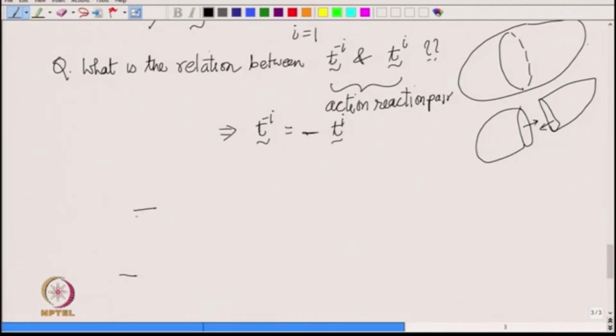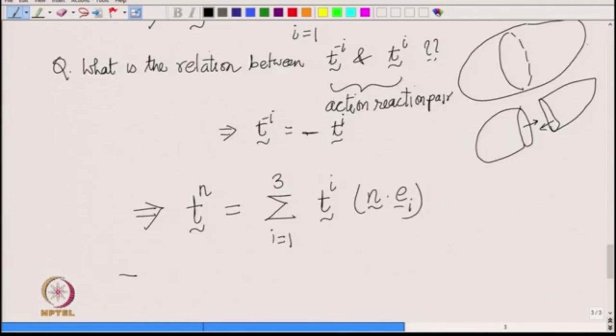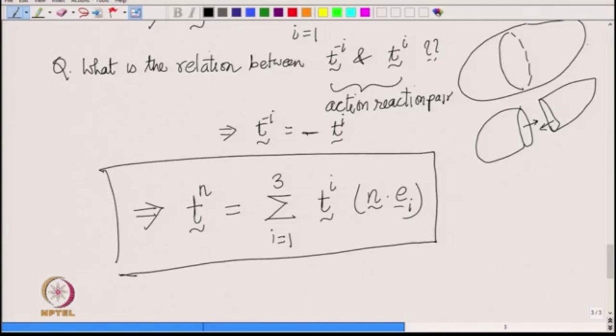So, the final result is: traction on a plane n is the summation of i equal to 1 to 3 T i, n dot e i, that is it. So, we have derived a very important formula, traction on any plane n. If you know traction on 3 planes, you simply apply this formula and you get traction on plane n.